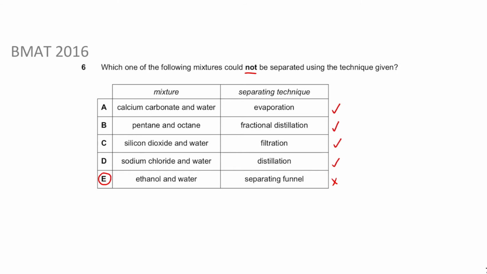when I was first doing this question, even I didn't know this, but I got it through a process of elimination. But ethanol and water basically have very similar densities, and a separating funnel basically works on the fact that the two things have different densities. For example, oil and water, which don't mix well, they have different densities, with the water going down. Therefore, those you can separate using a separating funnel, whereas ethanol and water, since they have similar densities, that won't be possible. So that's why E is going to be the correct answer.